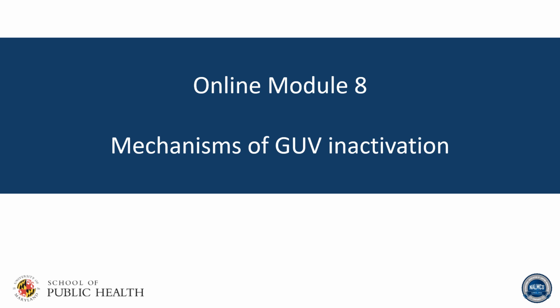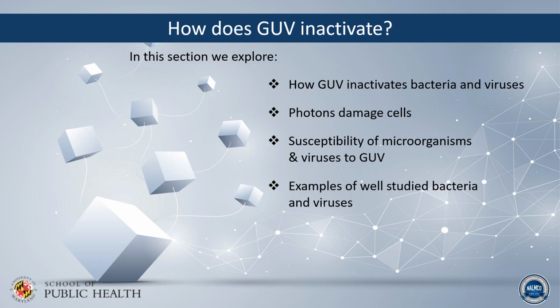Module 8: Mechanisms of GUV inactivation. In this section, we explore how GUV inactivates bacteria and viruses, how photons damage cells, the susceptibility of microorganisms and viruses to GUV, and examples of well-studied bacteria and viruses.